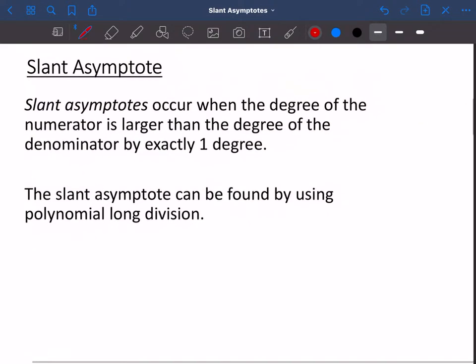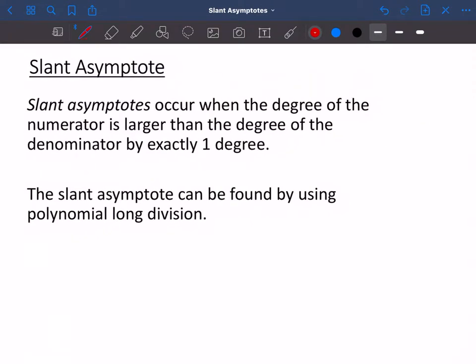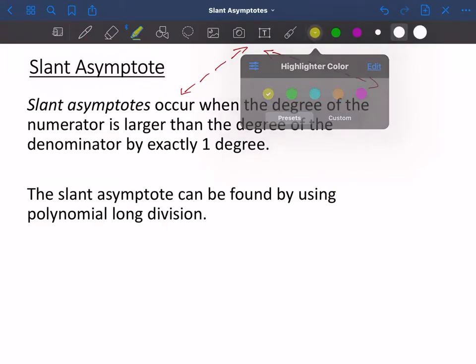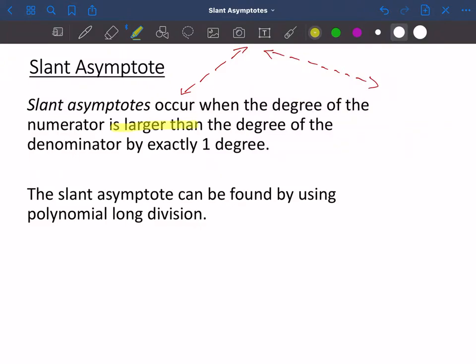So let's define our slant asymptote. A slant asymptote is basically a line. So our asymptote could have a positive slope. Our asymptote could have a negative slope. A slant asymptote is going to occur when the degree of the numerator is larger than the degree of the denominator by exactly 1. So if my degree of my numerator is bigger than the denominator by 1 degree, then we're going to have an asymptote that is slant. Now, how we go about finding slant asymptotes is using long division.